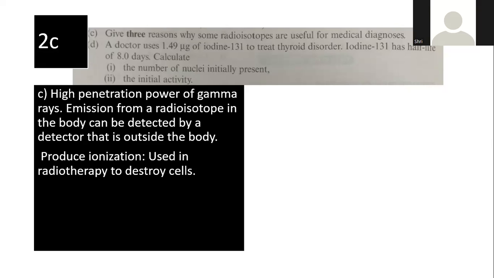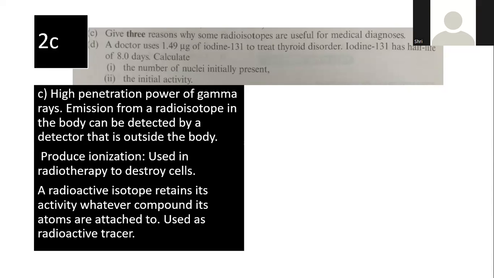Produce ionization, used in radiotherapy to destroy cells. A radioactive isotope retains its activity whatever compound the atom is attached to, so it is used as a radioactive tracer. That's the advantage. It doesn't matter whether the radioactive isotope combines with other atoms to form a compound, it's still radioactive. So it can be used as a tracer to see where the isotope has moved from where you put it into the body.